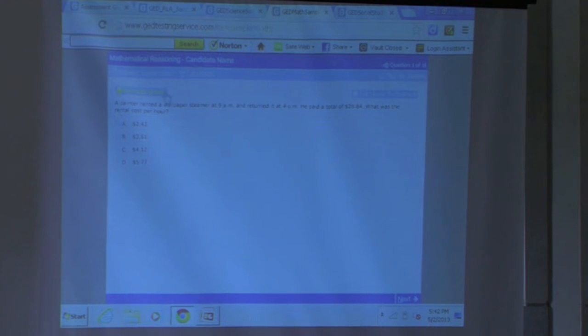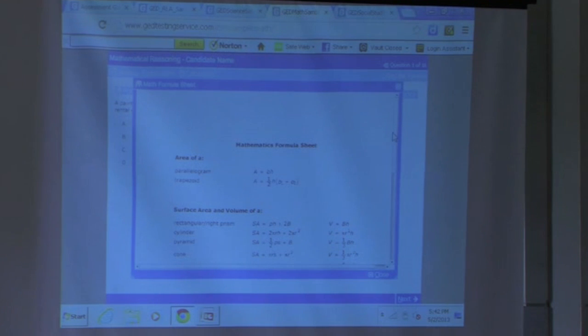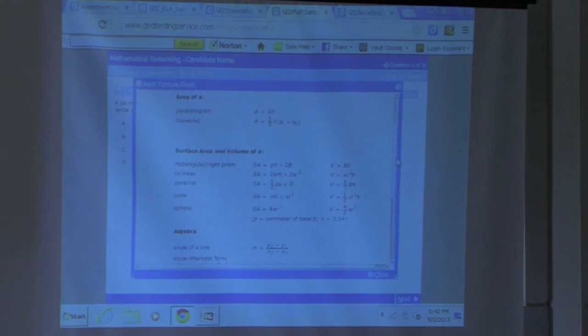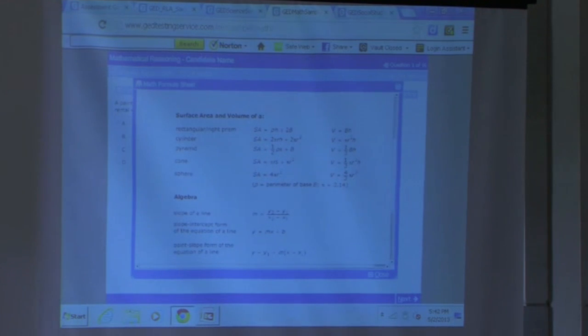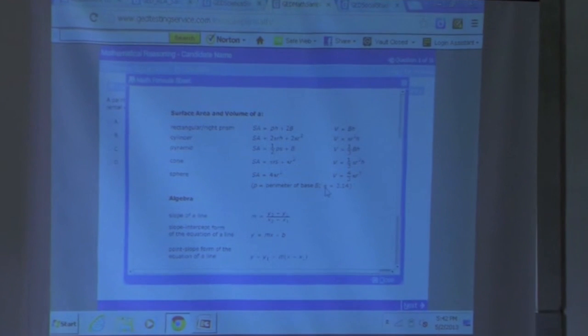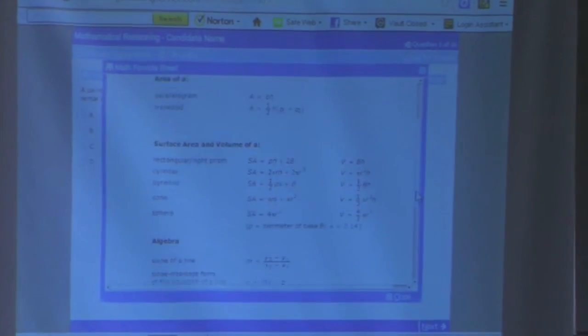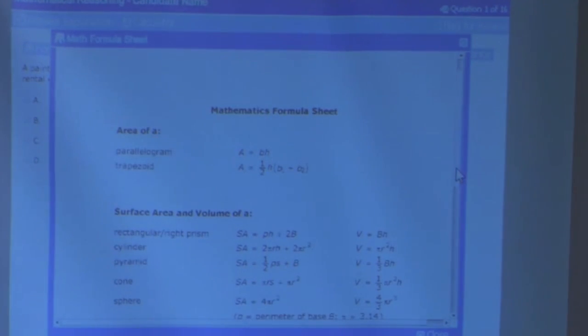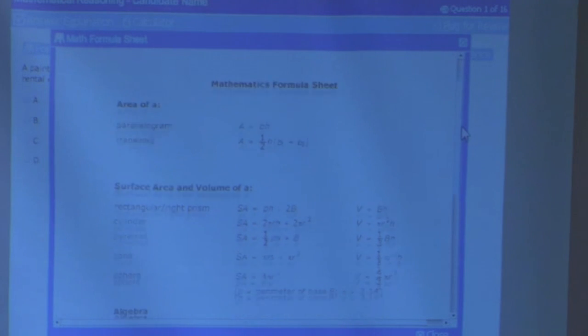So there's the calculator, and then the formula sheet is different. You don't have formulas for perimeter. I'll be honest, I'm not the hugest fan of some of these things, because it says perimeter of the base B, but it doesn't tell you what base B is. They just don't define things like they did on the other one. But it is what it is.